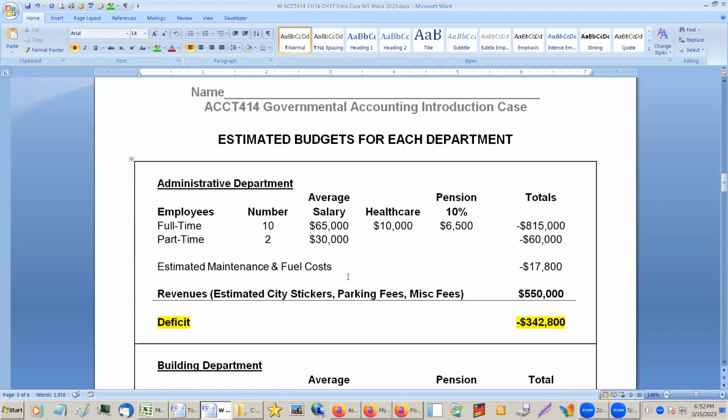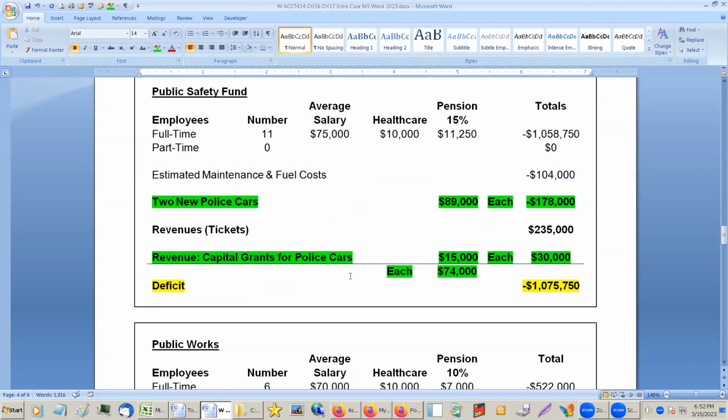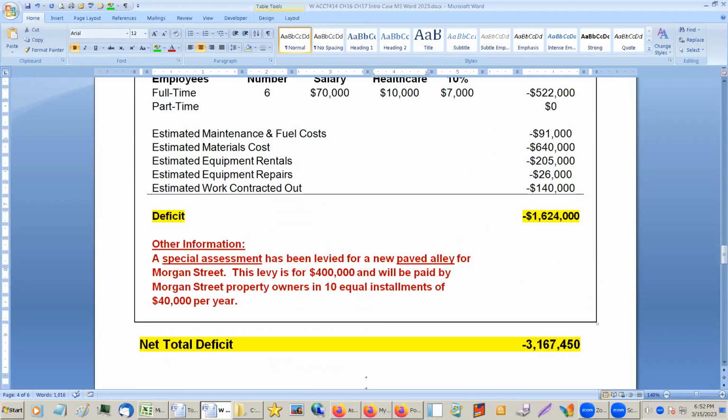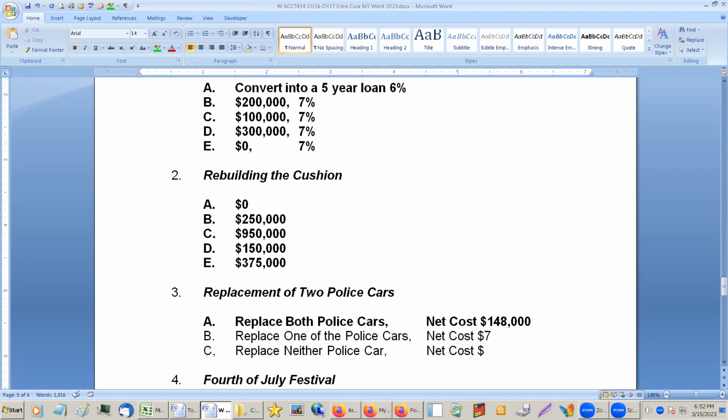So let's take a look here. What would we be looking at? $4,000 for the one car, and the other one would be 74. Was that 78,000? Yep. Okay, so replace one police car. And the last one, $36,000 plus four would be 40K. 40,000.